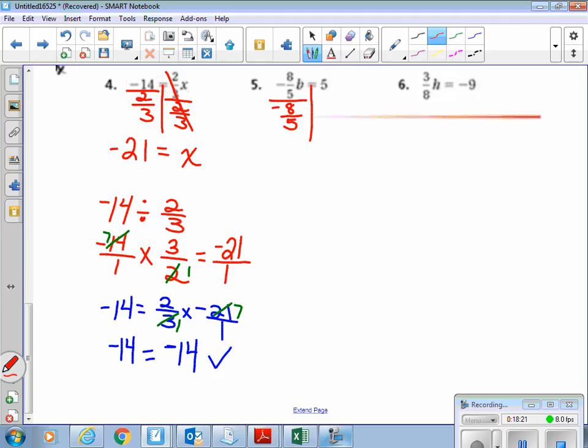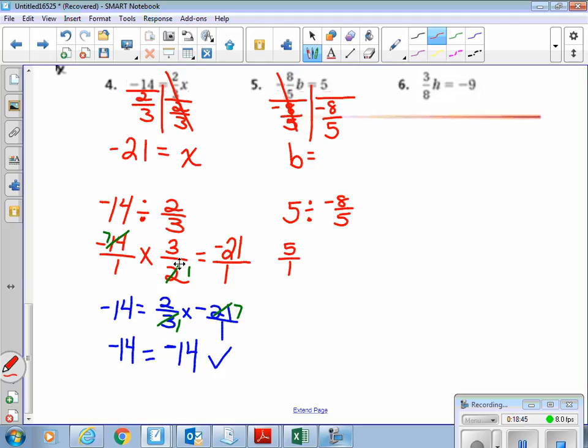Negative 8/5 divided by negative 8/5 cancels out to a positive b, because a negative divided by a negative is a positive. What I do to one side, I must do to the other, so I'm going to divide by negative 8/5 on this side as well to figure out what b is. So we have 5 divided by negative 8/5. My 5 as a fraction would be 5 over 1.